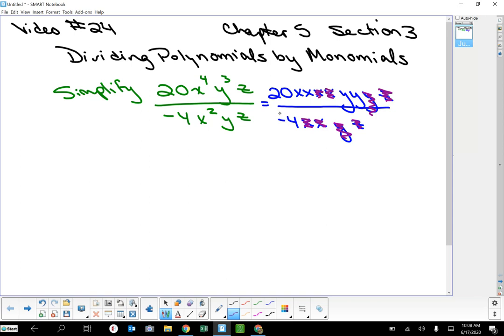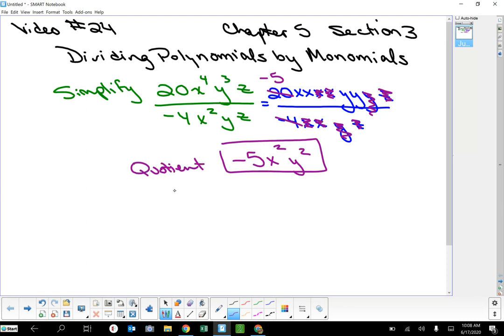And then negative 4 will go into 20 5 times. So I have nothing left on the bottom. It's all canceled out, and I have negative 5. X times x is x squared. Y times y is y squared. And this would be the quotient. Remember, a quotient is the answer to a division problem.